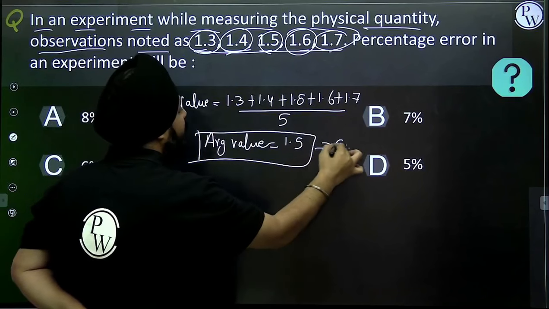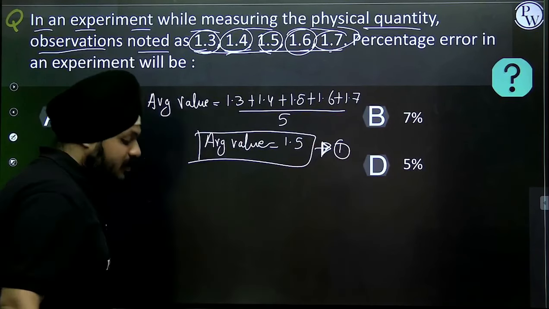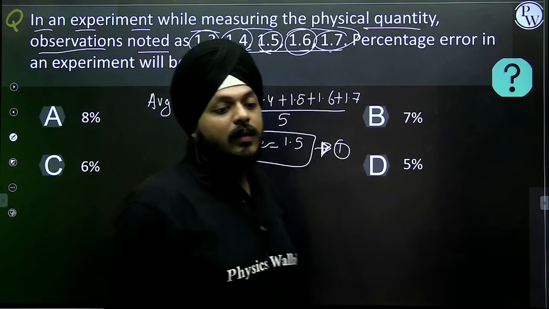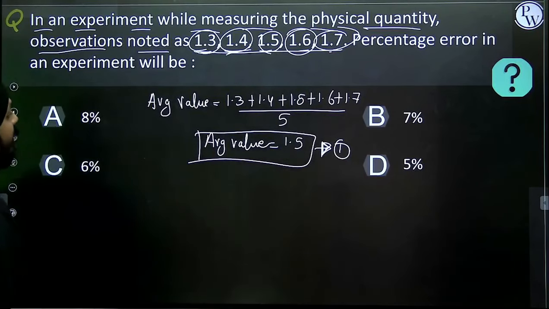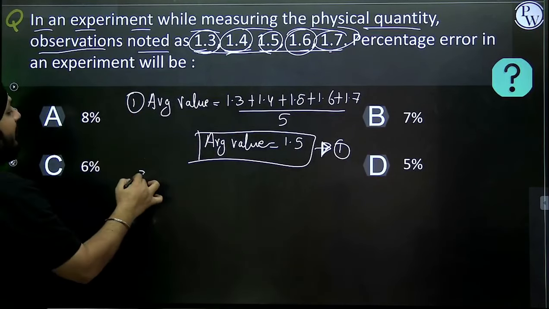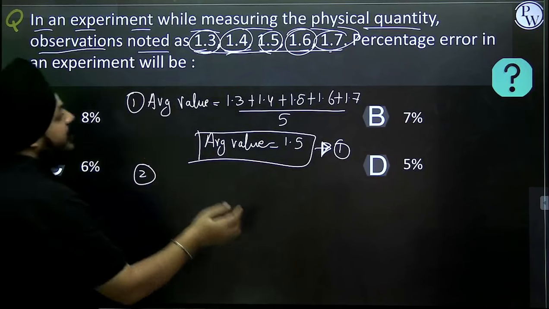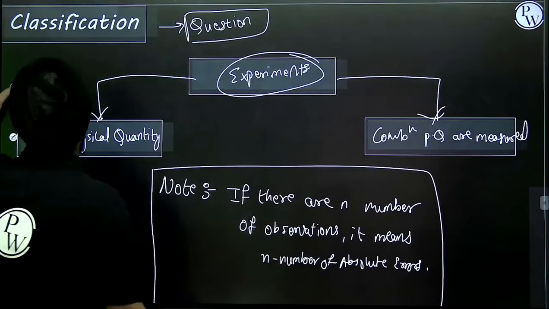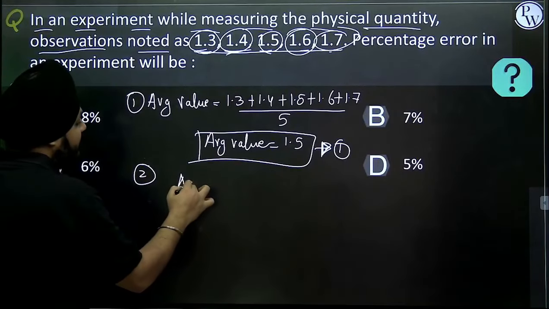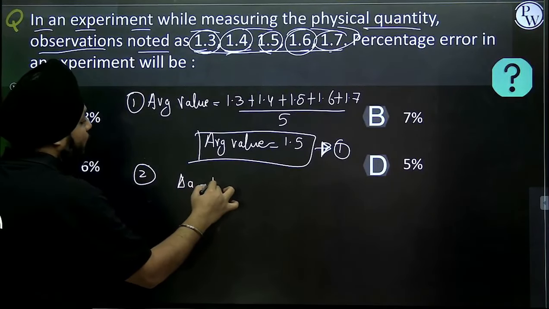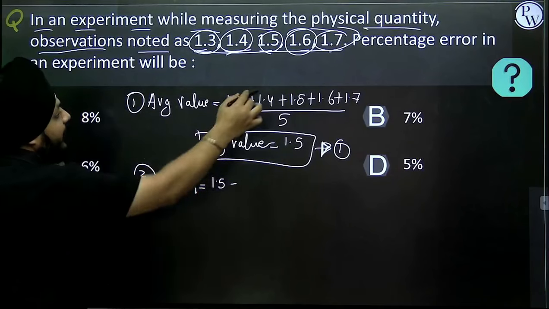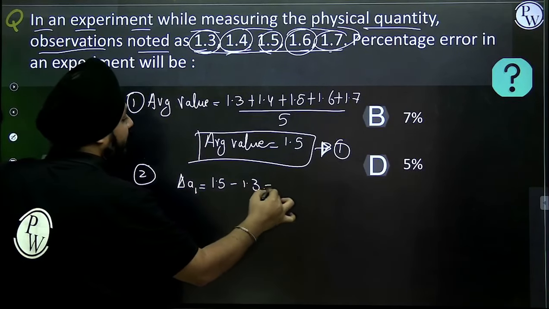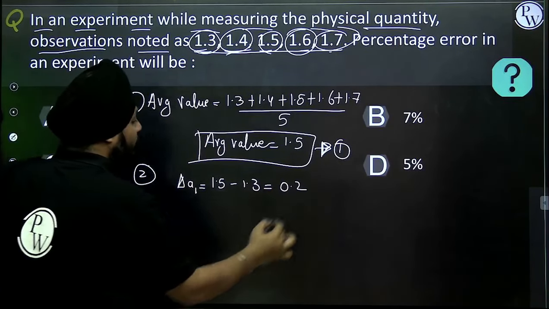Can I consider this as equation number 1? Yes, we can consider this as equation number 1. Now, this was the first part. Now the second part: as I said, n number of observations means n number of absolute errors. So what will be our first absolute error? Our true value is 1.5, minus 1.3. It will be positive 0.2.